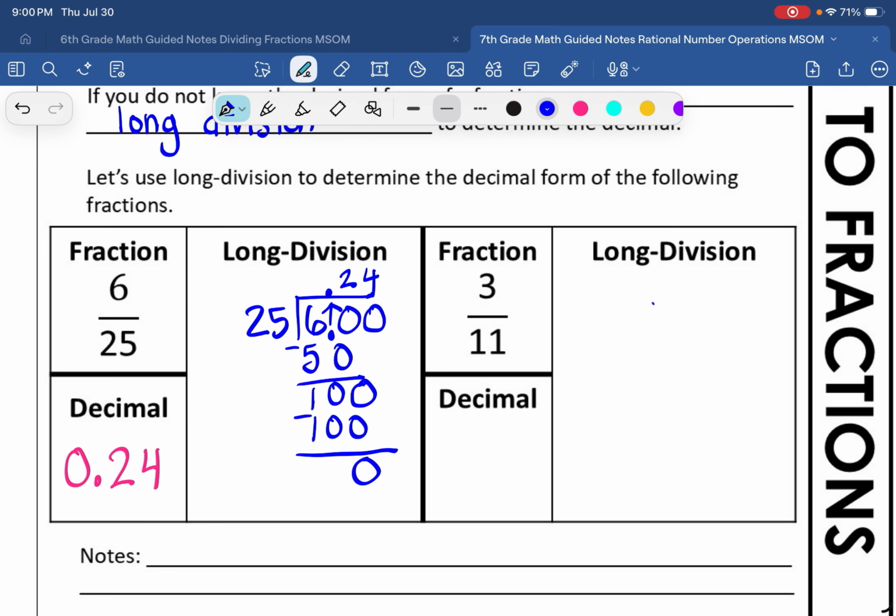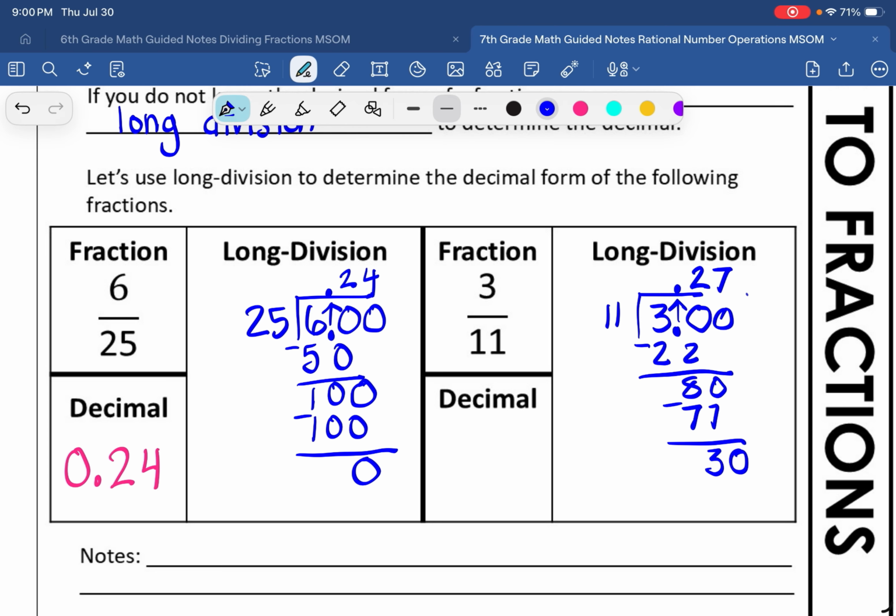So we have 3 divided by 11. 11 will not go into 3. So we're going to add our decimal, put it up there, add a 0. 11 will go into 30 2 times. 11 times 2 is 22. Subtract, 8. Bring down another 0. 11 will go into 80 7 times, and that would be 77. 80 minus 77 is 3. Bring down another 0. 11 goes into 30 twice. 11 times 2 is 22. Subtract, 8. Bring down a 0.